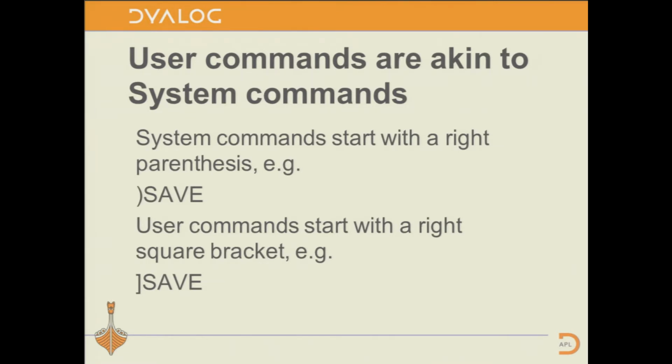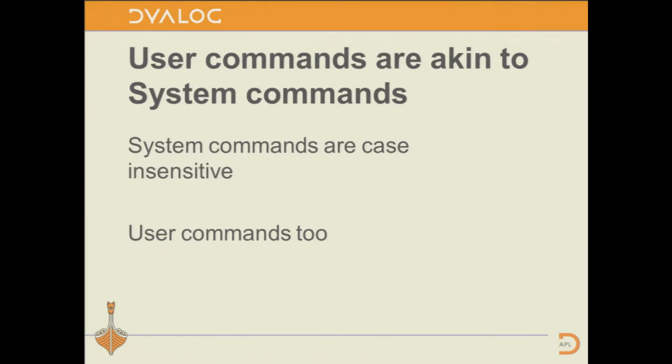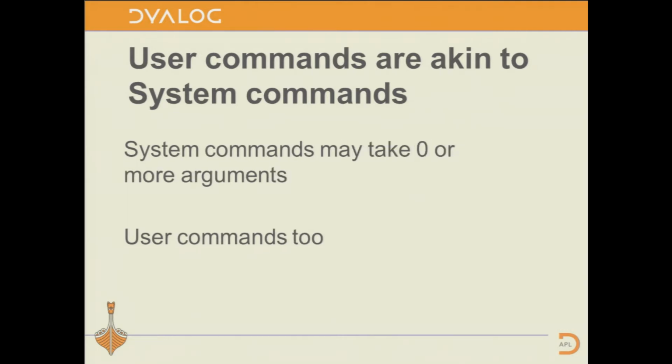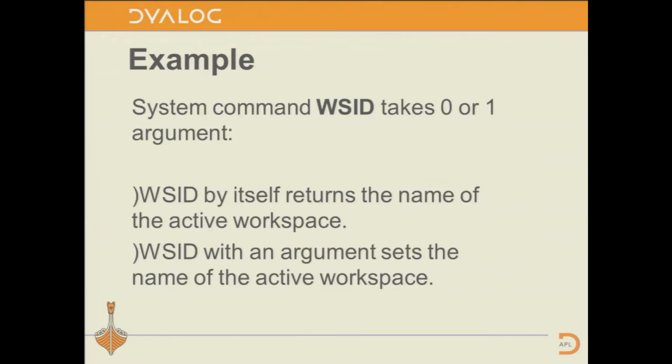For example, the command save saves a workspace. The system command saves a workspace. The user command saves an object. System commands are case insensitive, so are user commands. System commands are provided with the system. User commands are provided by the user. System commands will take 0 or more arguments, so do user commands.